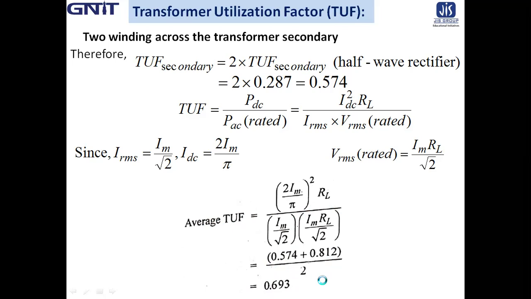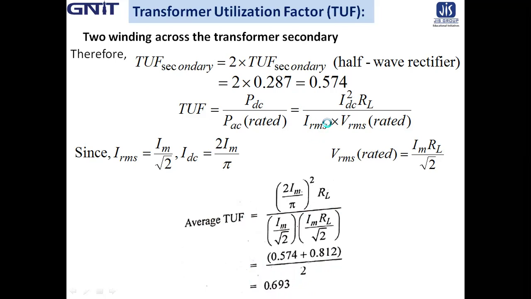So in case of the full wave center tap rectifier, the transformer utilization factor is 0.693, whereas in the half wave rectifier it is just 0.287. So it is almost double.